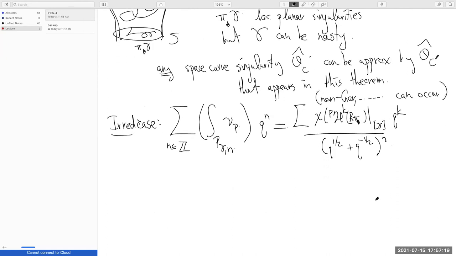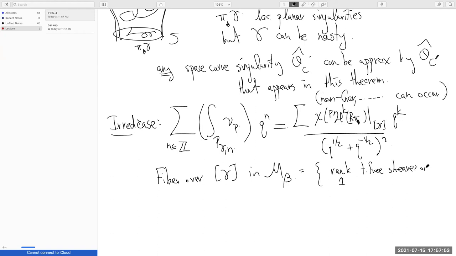So this I interpret as, again, a version for very singular curves of this MacDonald formula. And the thing I'll point out is that the fiber over this point in the moduli space M beta is some analog of the compactified Jacobian of this singular curve. So this is really taking rank one torsion-free sheaves. At least set theoretically, this is the same as taking rank one torsion-free sheaves on this reduced curve gamma.